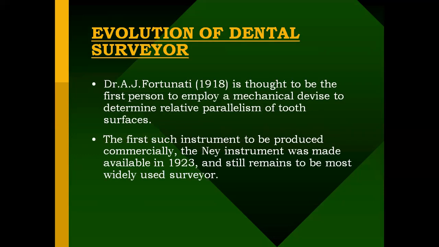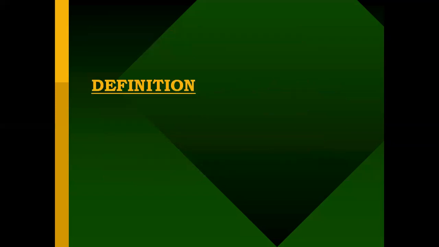Evolution of dental surveyor. Dr. A.J. Fortunati in 1918 is thought to be the first person to employ a mechanical device to determine relative parallelism of tooth surfaces. The first such instrument to be produced commercially, the Ney instrument, was made available in 1923 and still remains the most widely used surveyor.